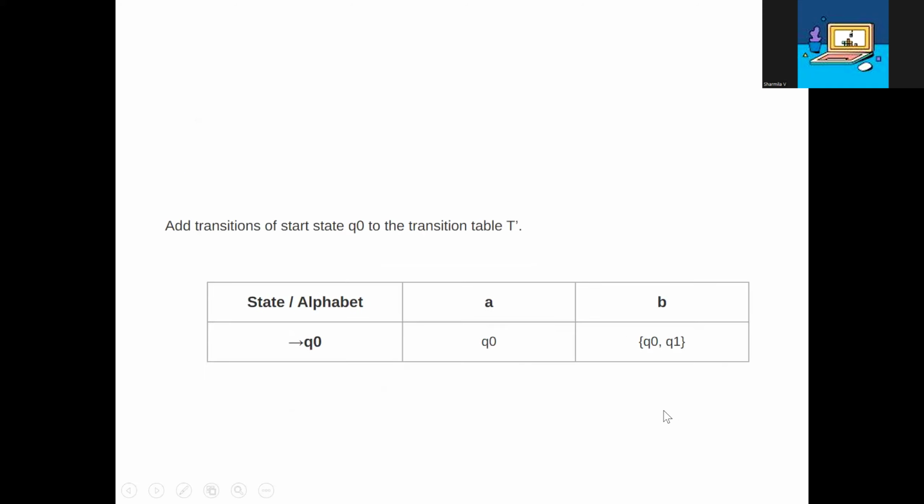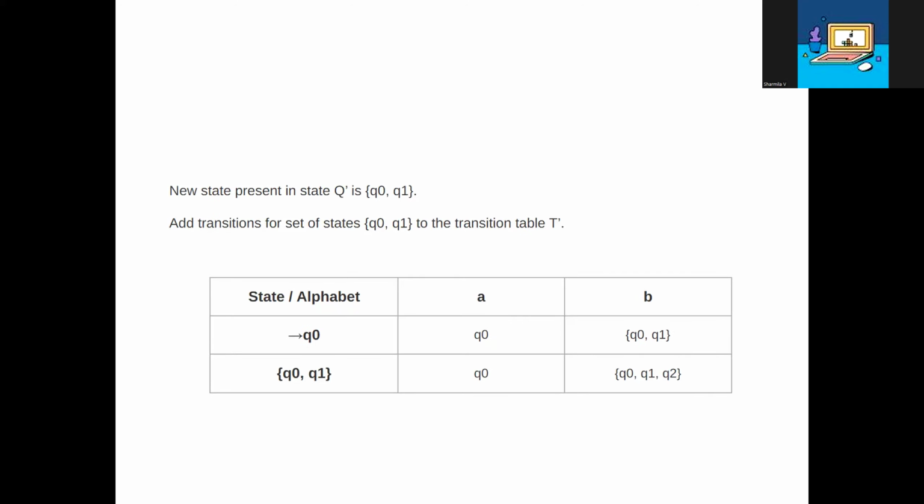Now we convert this into the transition table, starting with Q0. In Q0, if the input symbol is A, it goes to Q0. If the input symbol is B, it goes to Q0 and Q1. Next, we choose the new state. The present state Q dash is Q0, Q1. We have already done Q0, so now we work out the state for Q0, Q1.